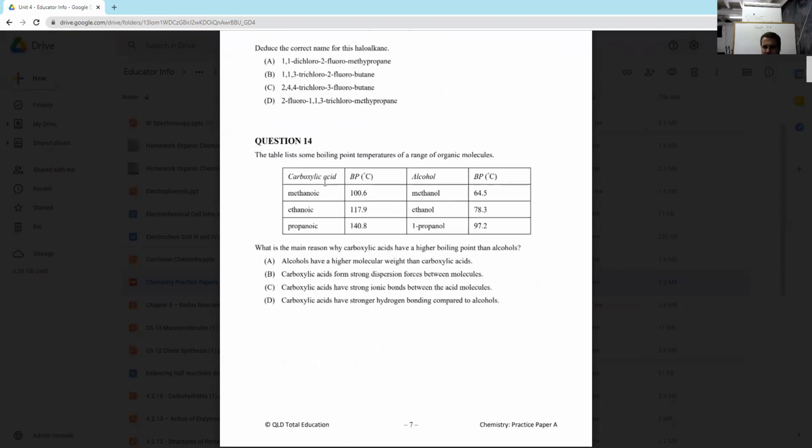Okay, question 14. Now we're into boiling points. So when you're doing these, go through your head: okay, what does boiling point mean? What determines the boiling point? So 60 seconds, have a think about that.